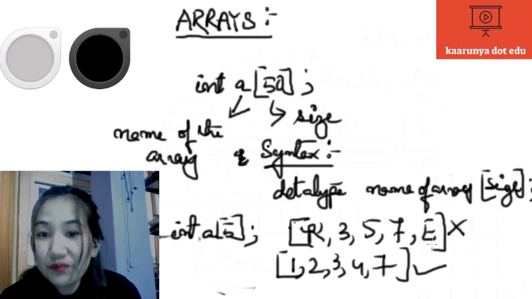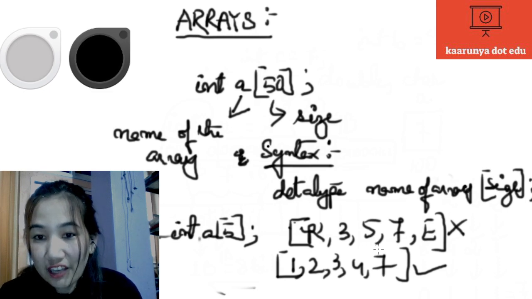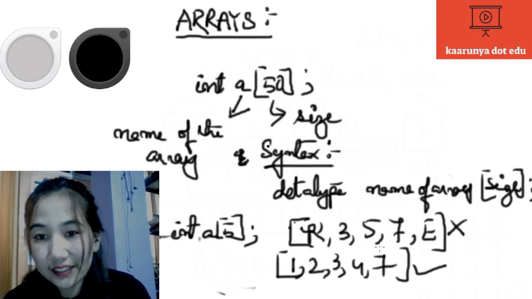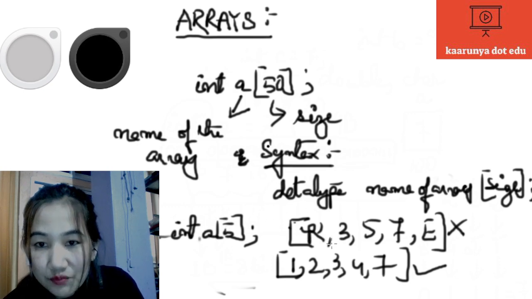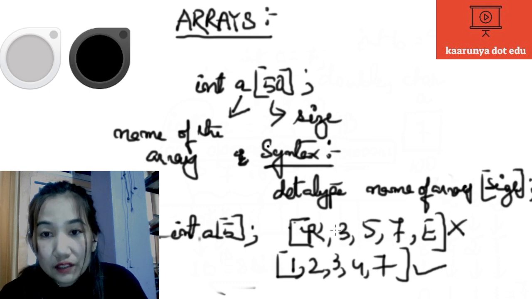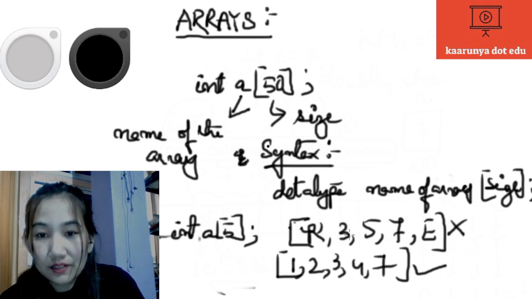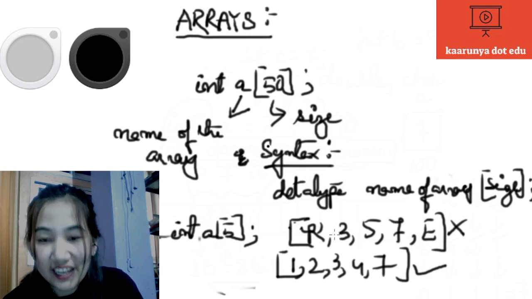So from these, you can come up with a definition of the array. An array is nothing but a collection of data items of similar data types. Similar type. That is the definition of your array, right?